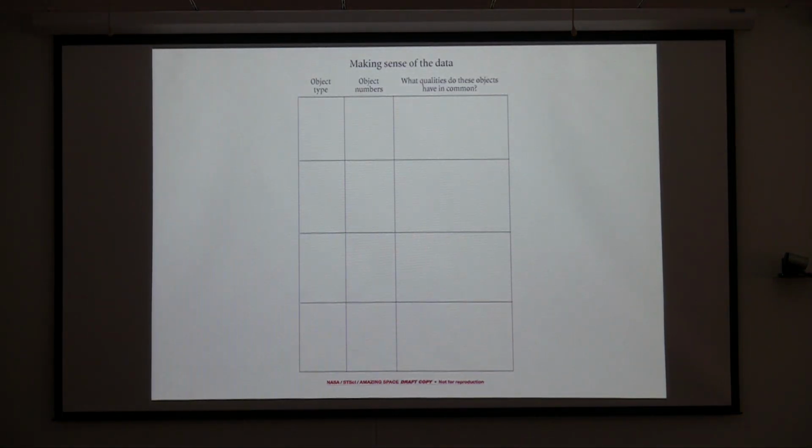If we have these 4 groups, we have the object types, which would be the composition. We have the object numbers, which you can find from that plot. And what qualities do the objects have in common? This is where you're really going to extract meaning and ideas out of this. Go back through every single plot that we did. Take the 4 objects in each group. See if they have commonalities. If they don't have commonalities, make a note of that. If they do have commonalities, find out.